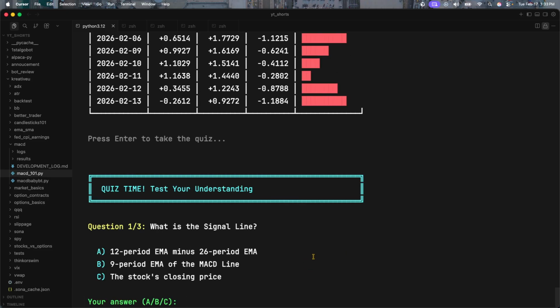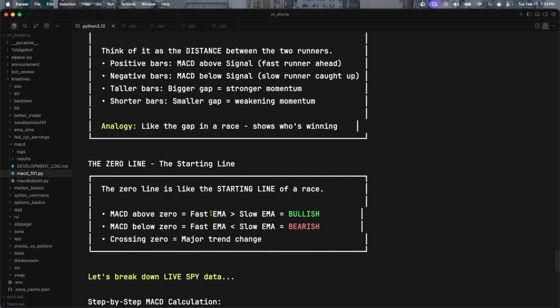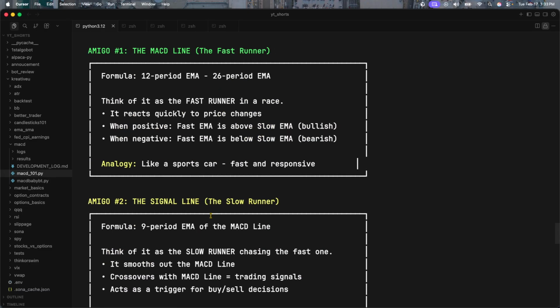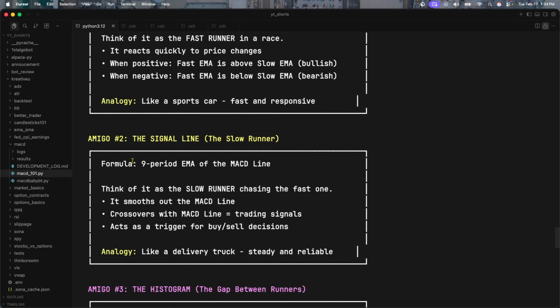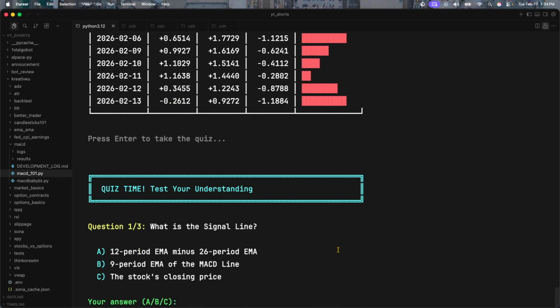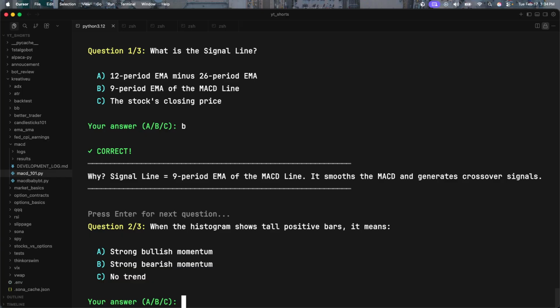So what is the signal line? The signal line is the 12 periods or 12 minutes of EMA minus the 26 minutes of EMA. That sounds familiar. Or is it the 9 periods of EMA of the MACD line? Or is it the stock closing price? So let's go ahead and jump back up just to make sure we get this right. Signal line is what? 9 minutes of EMA of the MACD line. Beautiful.